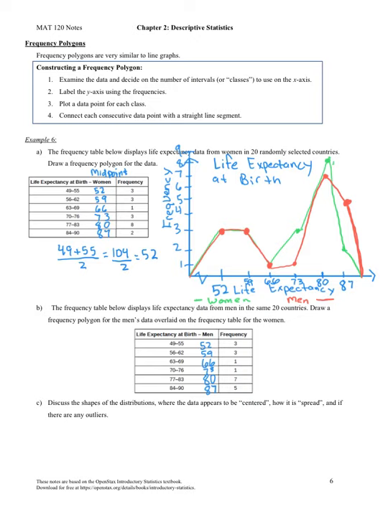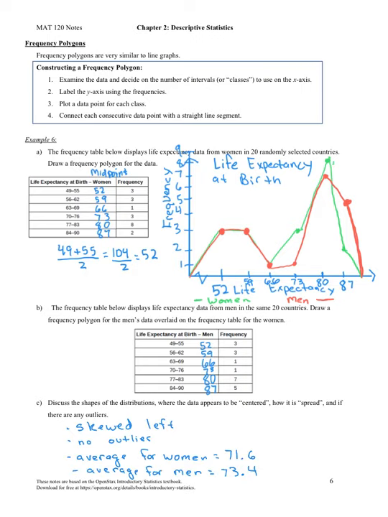Remember, an outlier means a point that falls very far away from our common data, and all of our smallest values and largest values still fall within an appropriate range. Also, if we were to look at the averages for men and women, the average life expectancy from this sample is 71.6 years for women, whereas it's 73.4 years for men.